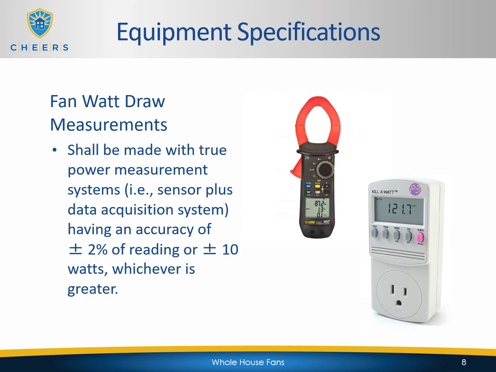Fan watt draw measurements shall be made with true power measurement systems, which is the sensor plus the data acquisition system, that has an accuracy of plus or minus 2% of reading or plus or minus 10 watts, whichever is greater. And here we have 2 examples. On the right hand side, we have the clamp-on style meter, and then we have the plug-in style. Either is acceptable as long as it meets the accuracy requirements listed here.